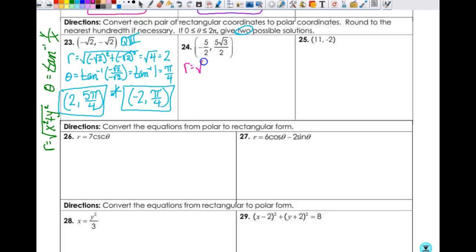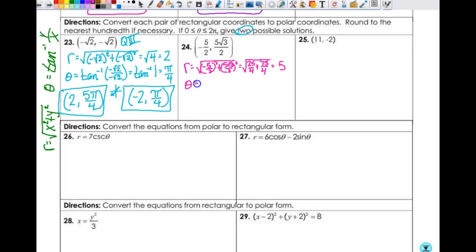R is equal to the square root of negative 5 halves squared plus 5 times the square root of 3 over 2 squared. It's going to give me the square root of 25 fourths plus, that denominator is going to be 4, 25 times 3 is 75. So it's going to give me 100 over 4, which is 25. The square root of that is 5.